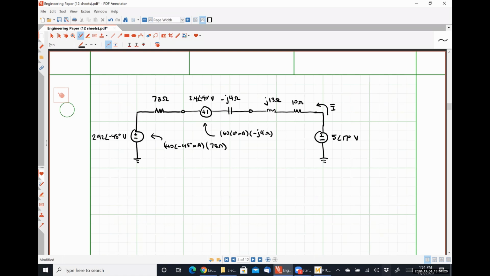All right, so anybody have any questions, comments, or concerns about how I've applied source transformations to convert this into a single loop circuit? And both of those grounds represent the same node, or how I got the numbers that I got. All right, so how am I going to solve this thing?